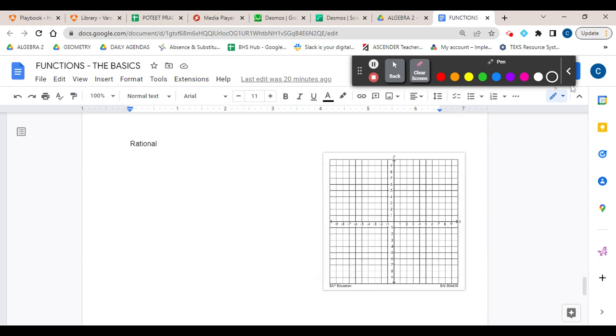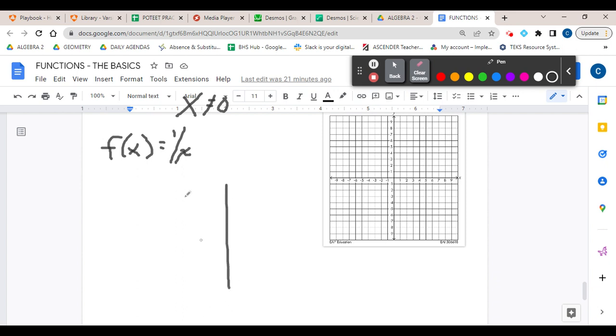Okay, rational. Now we know with the rational function, x cannot equal 0. Remember the rational function is f of x equals 1 over x. x cannot equal 0, so we're not even going to bother putting that in. So x and f of x is 1 over x. Let's say x is negative. Let's say we have negative 5, negative 2, negative 0.5. And let's say we have 2 and 5, just to make it nice and easy.